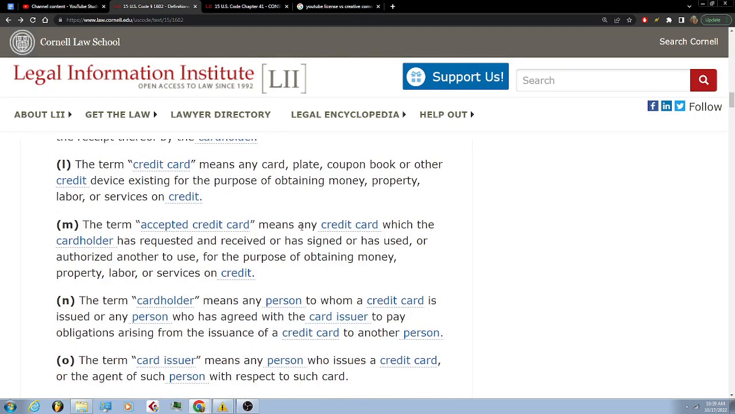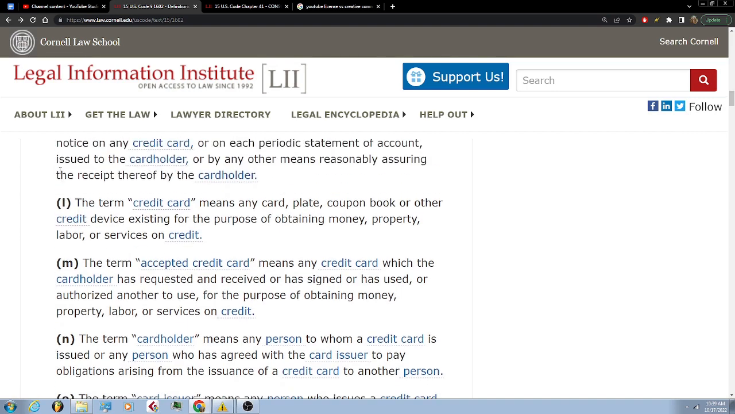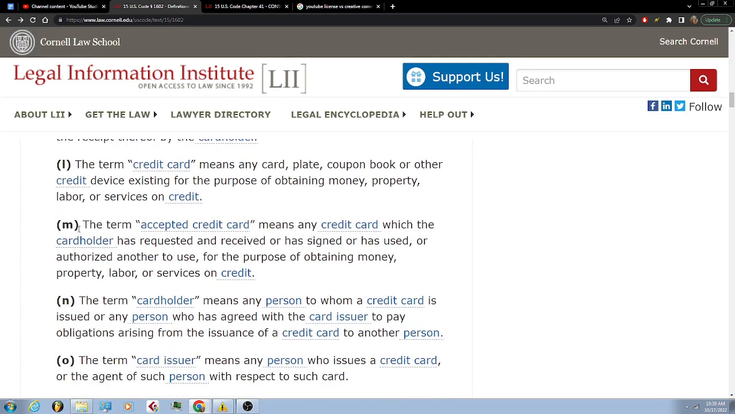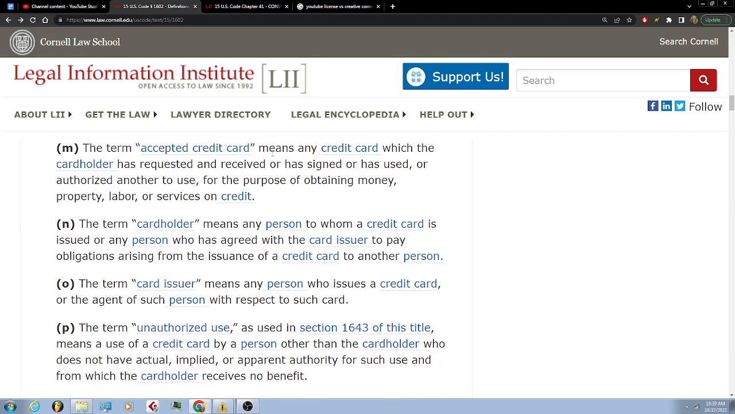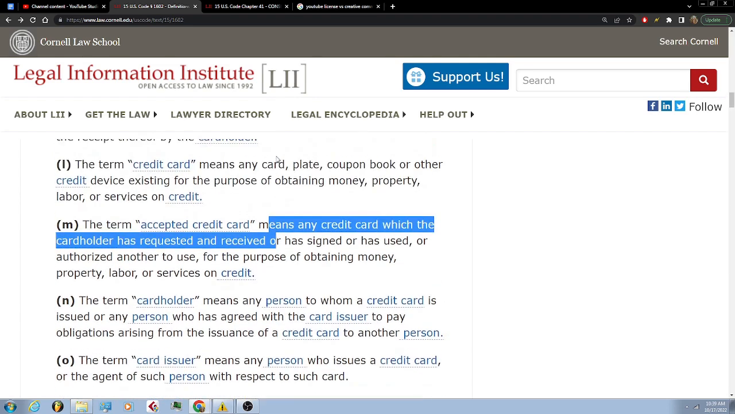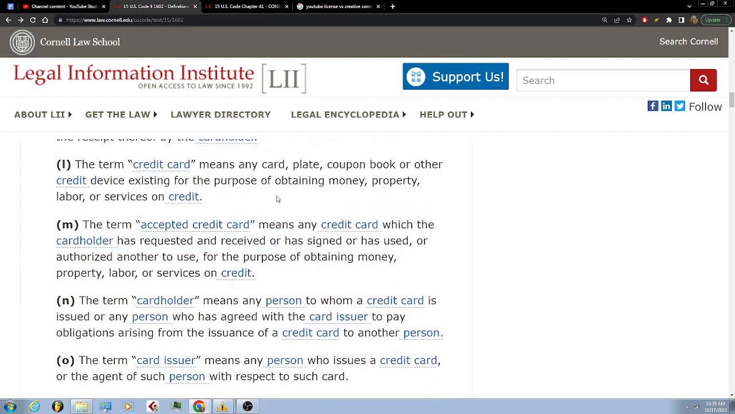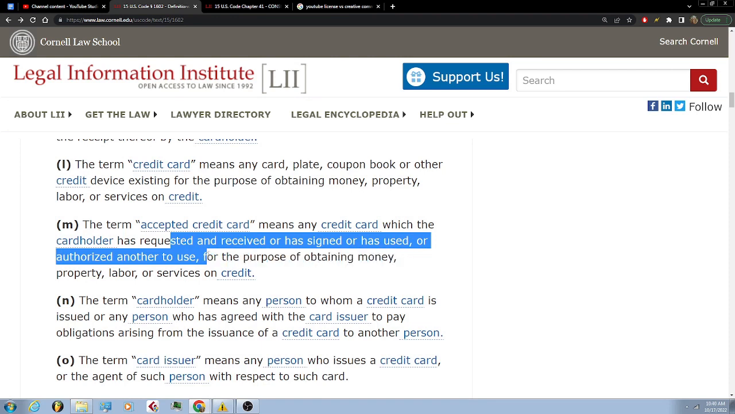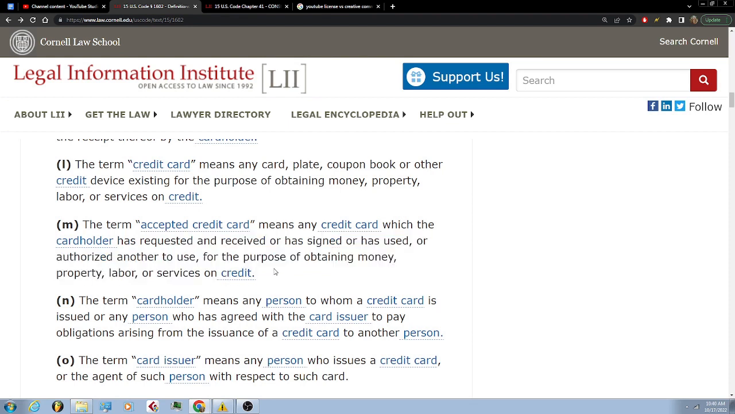The term credit card means any card, plate, coupon book, or any credit device existing for the purpose of obtaining money, property, labor, or services on credit. The term accepted credit card means any credit card which the cardholder has requested and received or has signed or has used or authorized another to use for the purpose of obtaining money, property, labor, or services on credit.